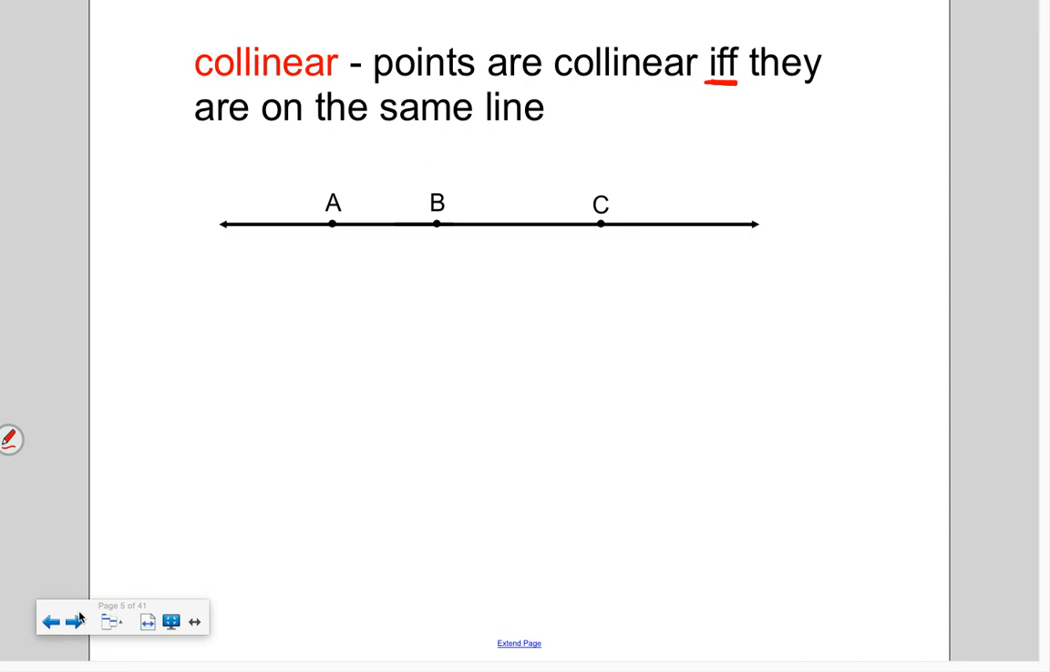And you can flip-flop them too. Not all definitions in geometry allow you to flip-flop the two facts. But if they're on the same line, then we know that they are going to be collinear as well. The way we would read this is points are collinear if and only if they're on the same line. So points A, B, and C are collinear because they're on the same line.